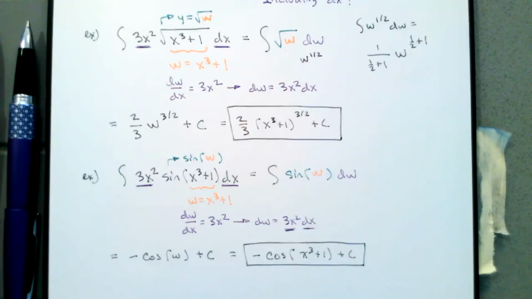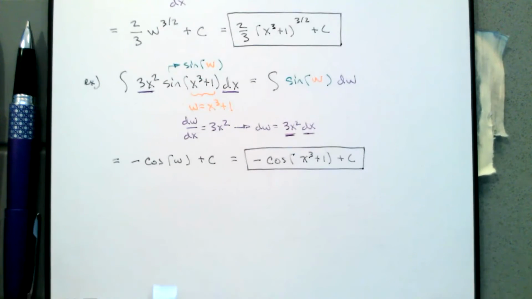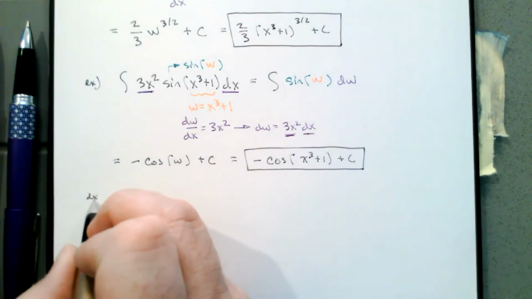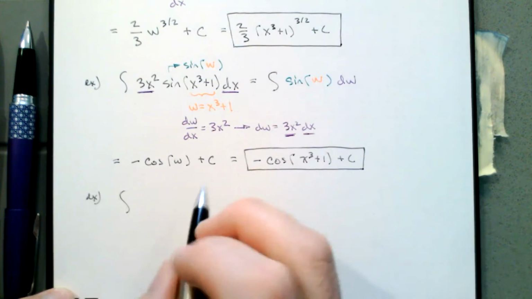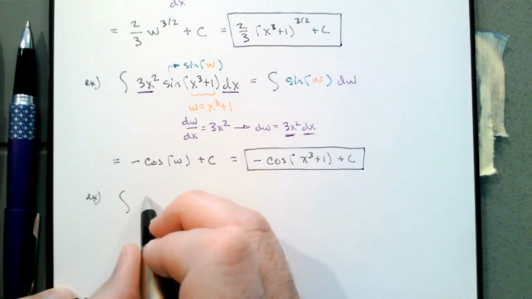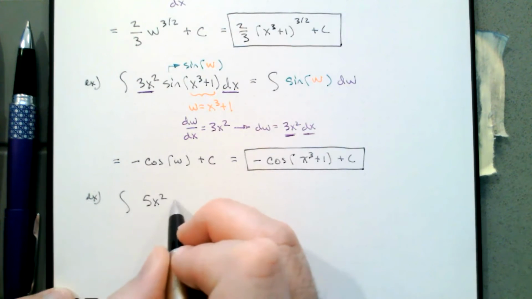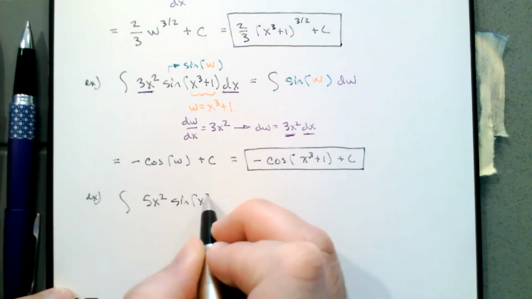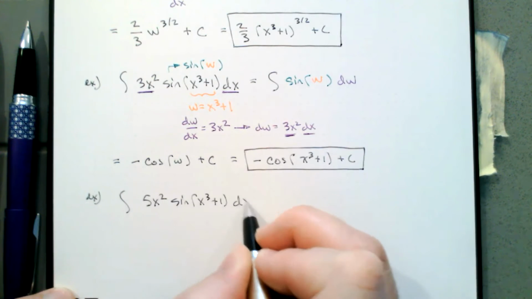Now in this case, I set these problems up to be super obvious because I use the whole dw. dw dx is 3x squared, and we had a 3x squared. That part can be off by a constant multiple, but nothing else. So if, for example, I had something else like 5x squared times sine of x cubed plus 1 dx.